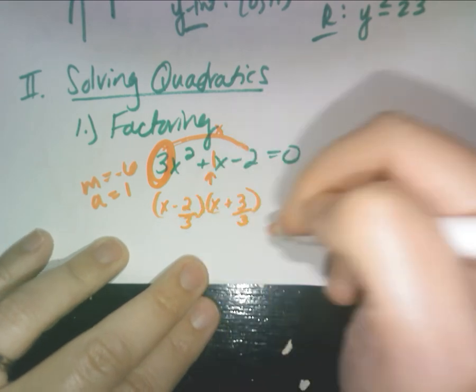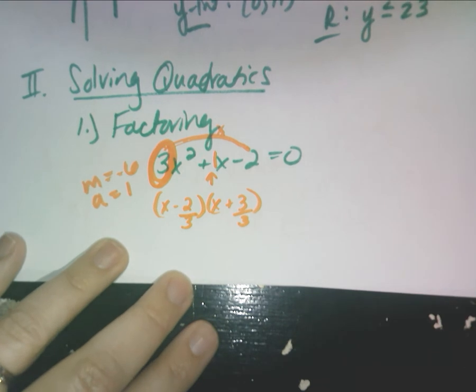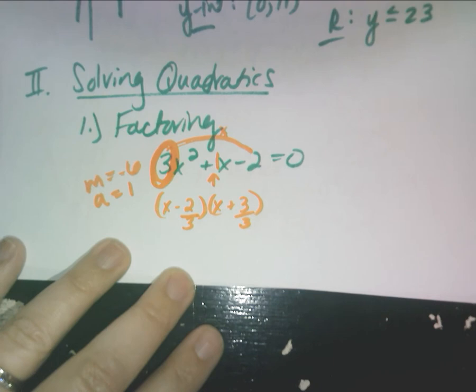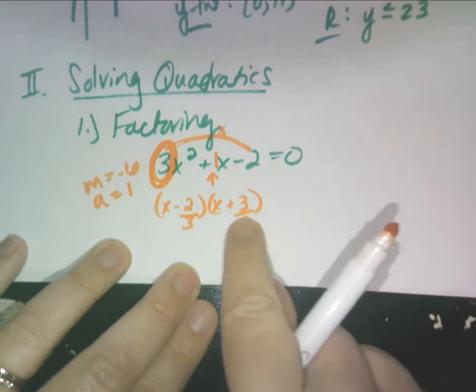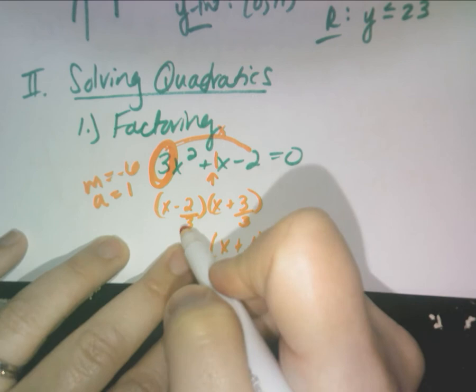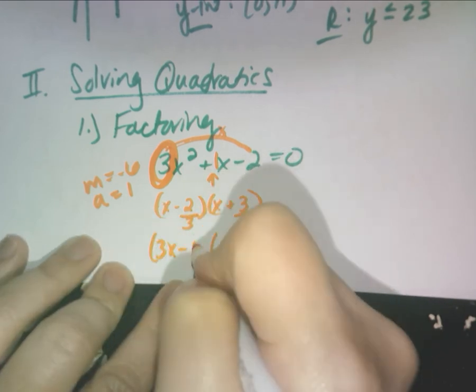And then if you can reduce. If you can't, you bottom it up. Have you heard her say bottoms up? Okay, so what does this reduce to? 3 divided by 3 is? So x plus 1. This can't reduce, so you bottom up the 3 next to the x. So it's 3x minus 2.